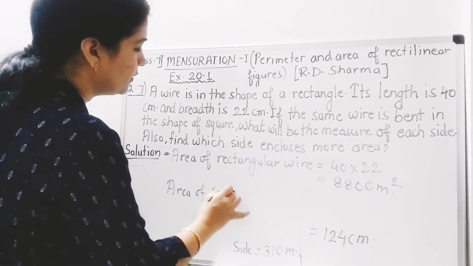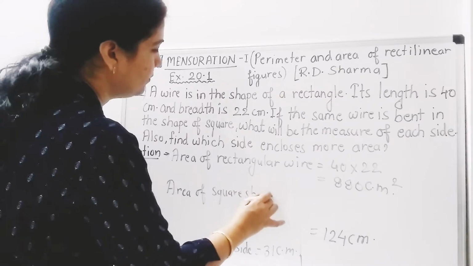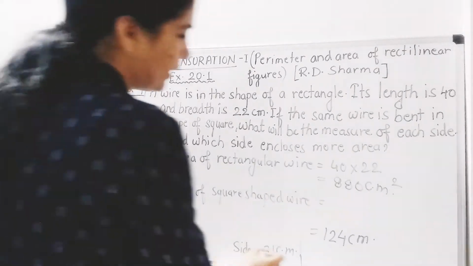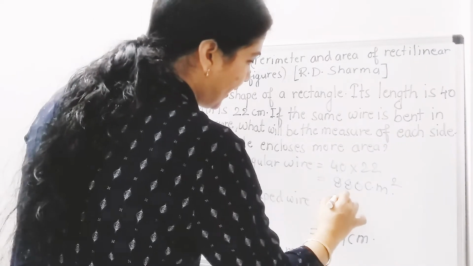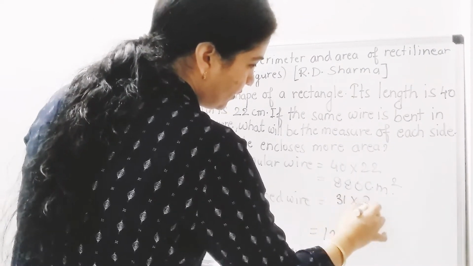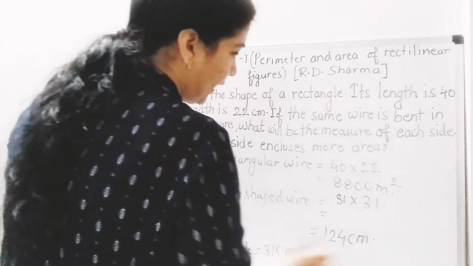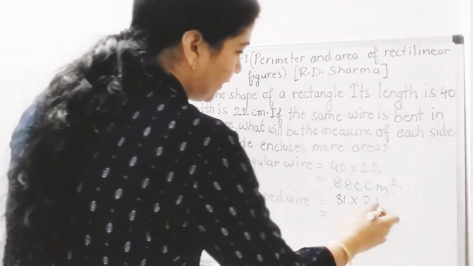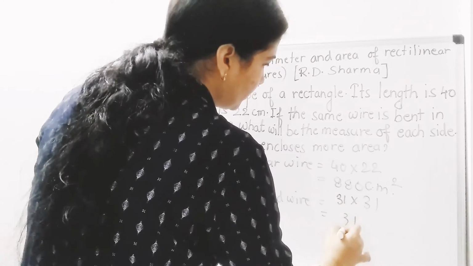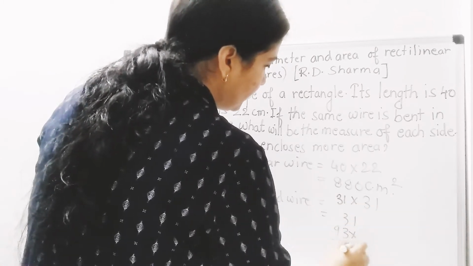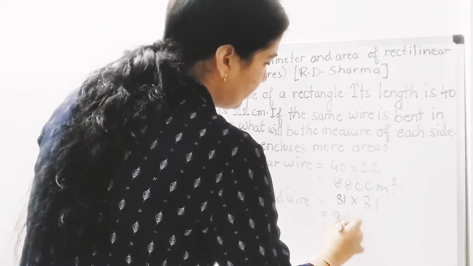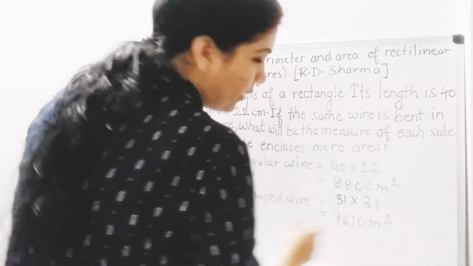the square shaped wire, when it was in a square shape, at that time the length of side was 31, that we have found out. Okay. So it will be S square, means side into side. So 31 multiplied by 31. If you multiply, you will get 961. Okay, we'll multiply 1 1s are 1, 1 3s are 3, then 3 1s are 3, 3 3s are 9, 961. So your answer will be 961 centimeters square. That will be the area when the wire was in square shape.